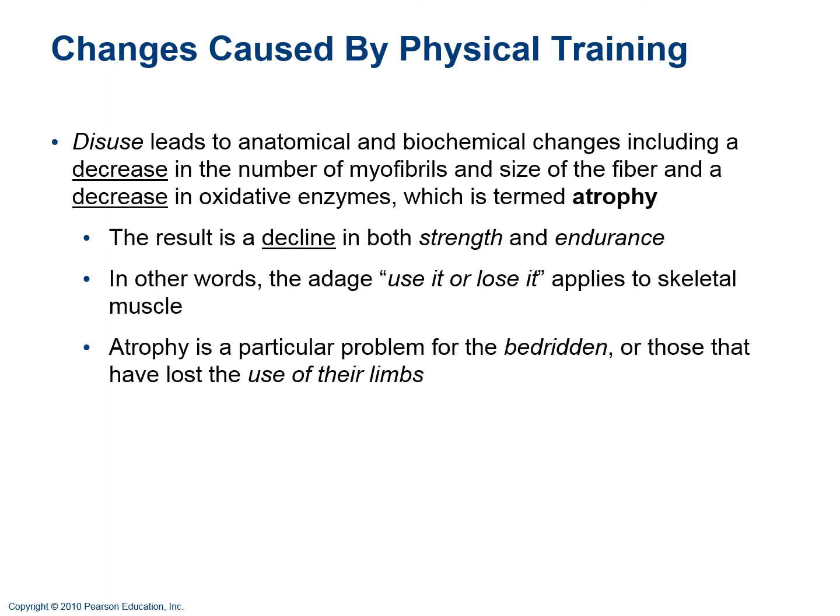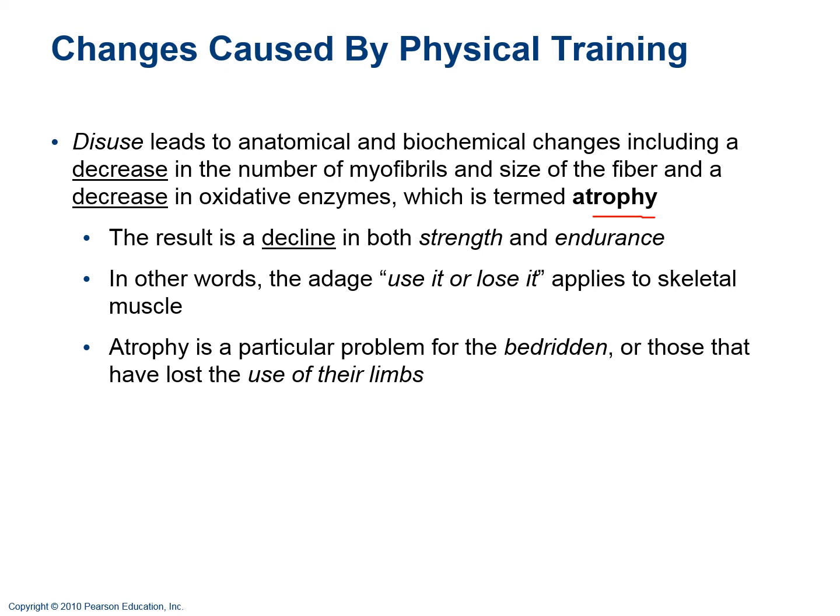Disuse of muscles also leads to anatomical and biochemical changes, including a decrease in the number of myofibrils. This is why if you've been working out and then you stop after several months, your muscles go back to their normal size or to a smaller size. We also know that there can be a decrease in the oxidative enzymes, so the muscles become less efficient at converting glucose to ATP. These changes are called atrophy. The result is a decline in both strength and endurance. In other words, the old adage, use it or lose it, applies to skeletal muscle.